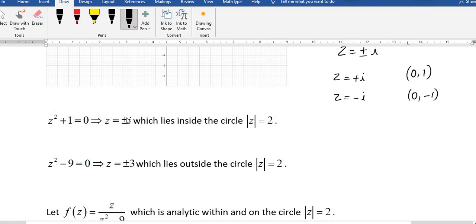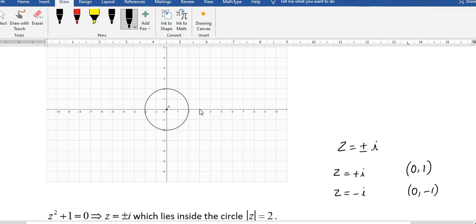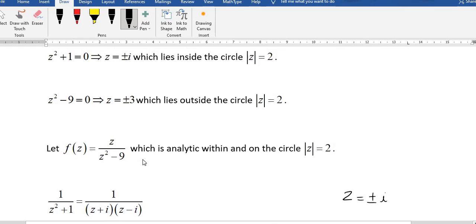Next, z square minus 9 equal to 0 means z square equal to 9, which means z equal to plus or minus 3, which lies outside the circle. Observe z equal to plus 3 here, z equal to minus 3 here. You can easily observe these points lie outside the circle. That's why I am considering f of z as z by z square minus 9, which is analytic within and on the circle mod z equal to 2.